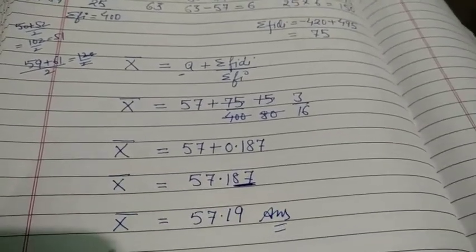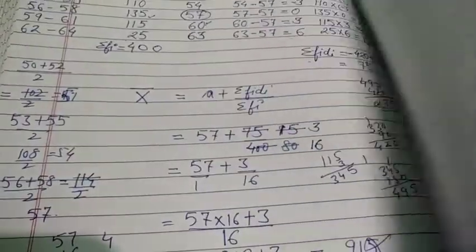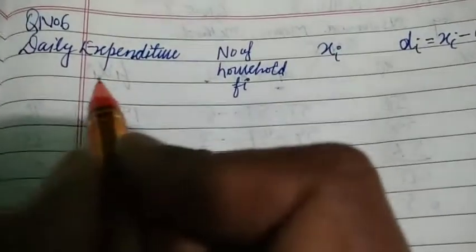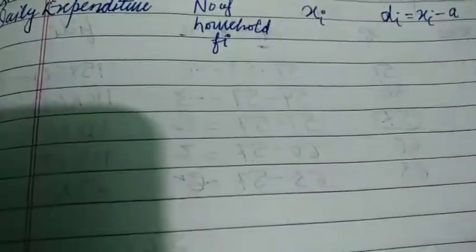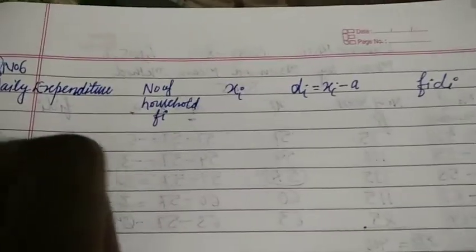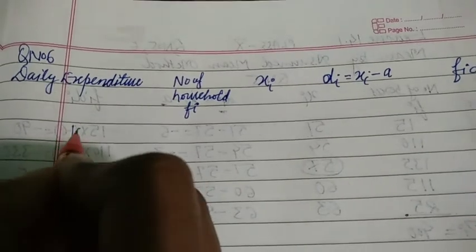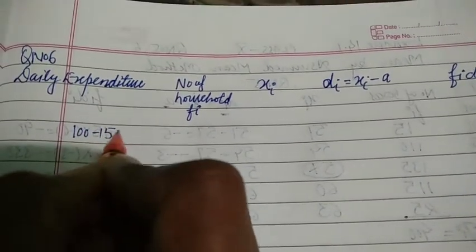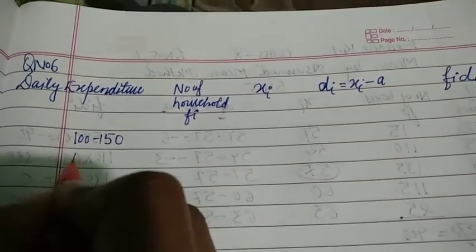Okay, so let us move towards question number 6. In question number 6, daily expenditure has been given, and write down the classes first. I hope that you got it. Daily expenditure has been given. It is 100 to 150. Firstly it is given that 100 to 150, and then it is from 150 to 200.